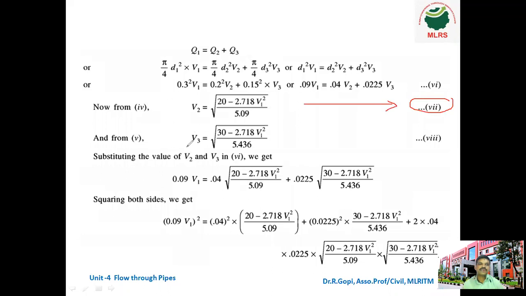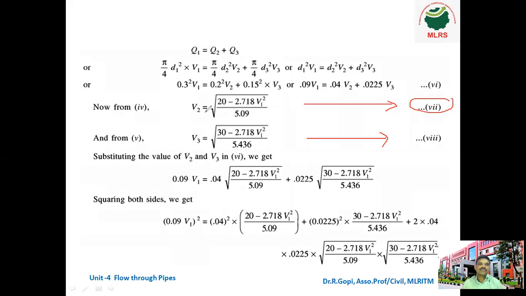Next, equation number 5. From equation number 5, in the same way as V2, we calculate V3. So V3 is equal to root of 30 minus 2.718 V1 square divided by 5.436. This is equation number 8. Now substituting these values of V2 and V3 in equation number 4.